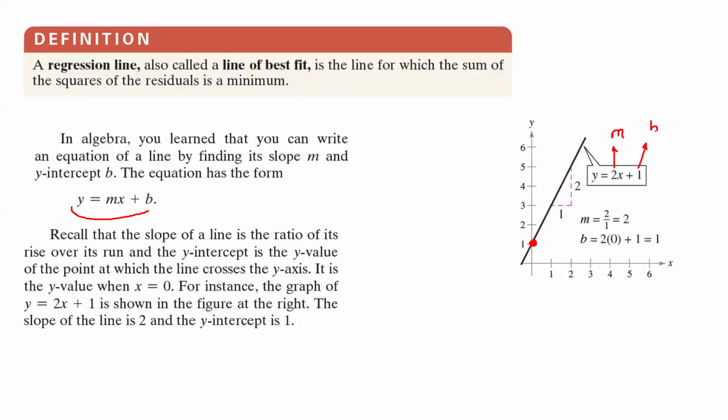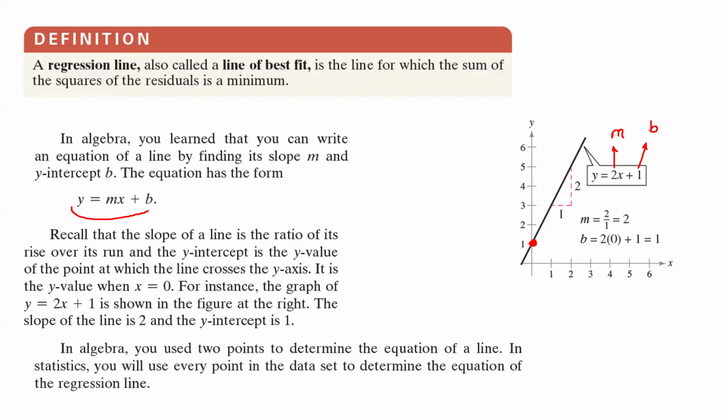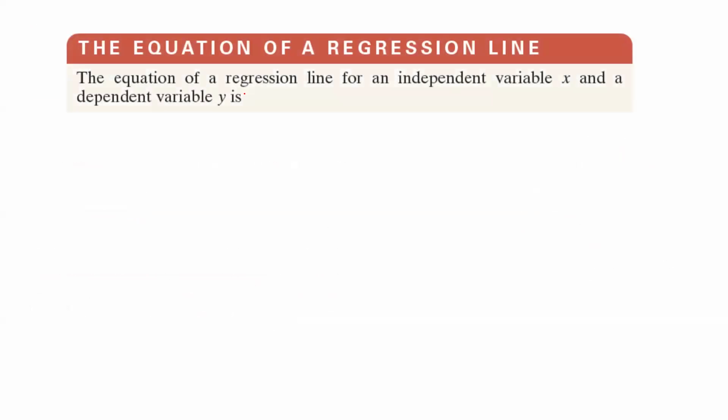It is your b. But to graph any line in algebra, you just need 2 points. When it comes to statistics, we have many points to work with. That's why we are interested in calculating the slope and y-intercept for a regression line when the sum of the squares of the residuals is minimum. Let's take a look at one example together.